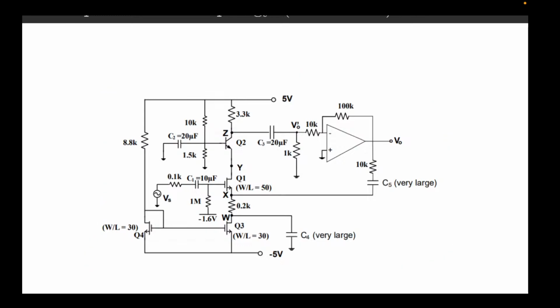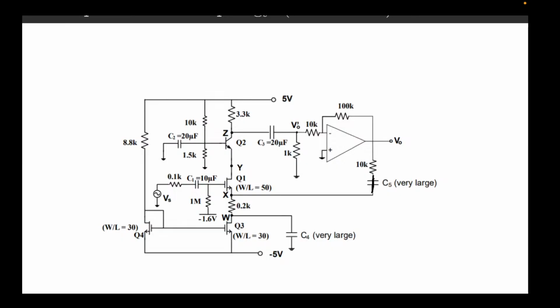Actually, I can draw on this one. Okay, so I'm going to short C5 for this. So we're going to replace this with a short. This one's a little hard to see. So you've got this 10K over here, this 10K right here, and this 0.2K. So we have this current mirror. We also have the C4. We're going to short that as well.